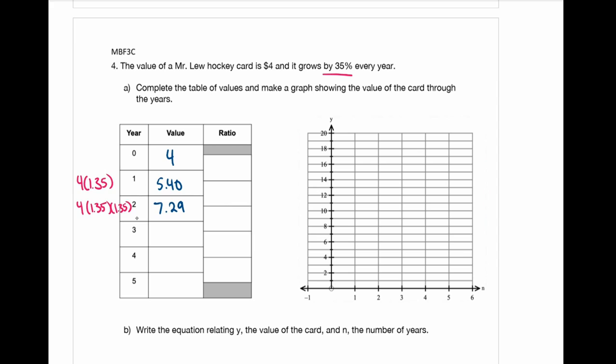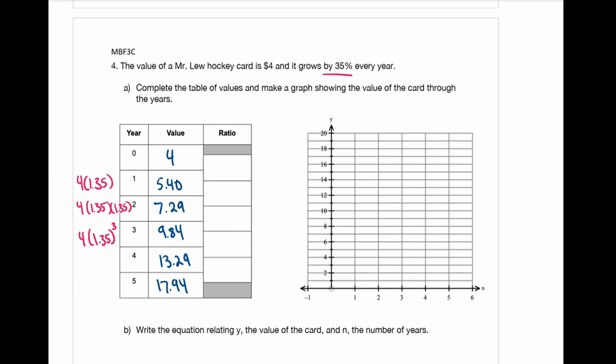If I want to continue this pattern, it's basically 4 times 1.35 to the power of how many years it is. In this case, 3 years: 9.84. Next one would be 4 years, 13.29, and then to the power of 5 for the next one, 17.94.